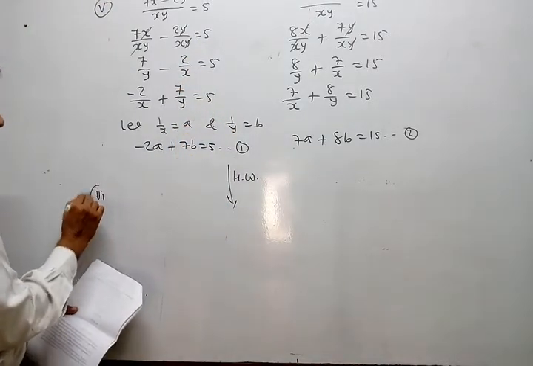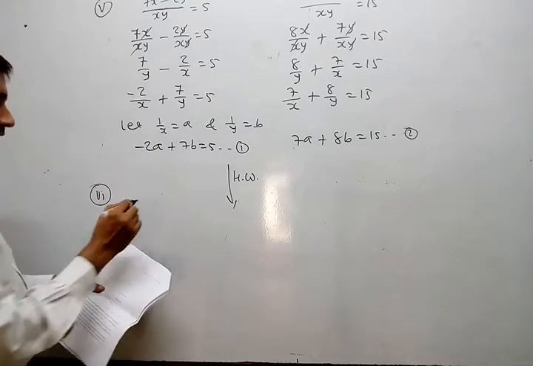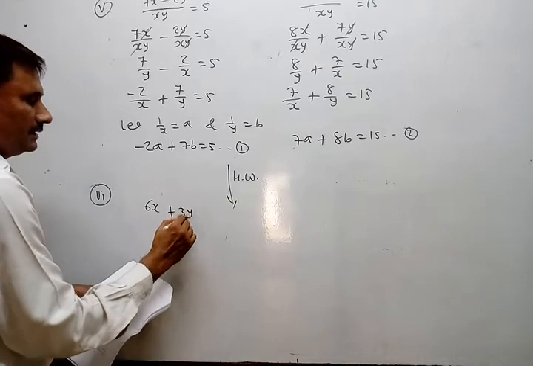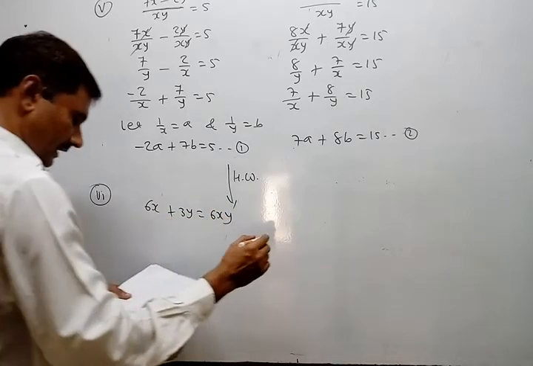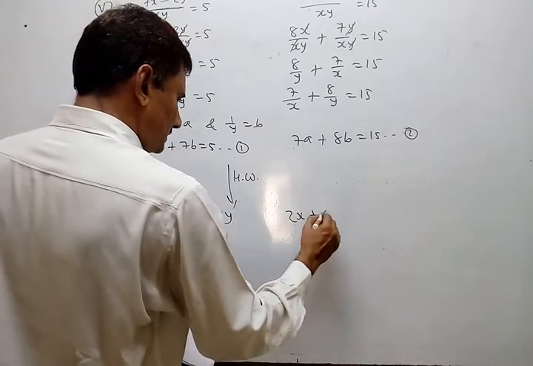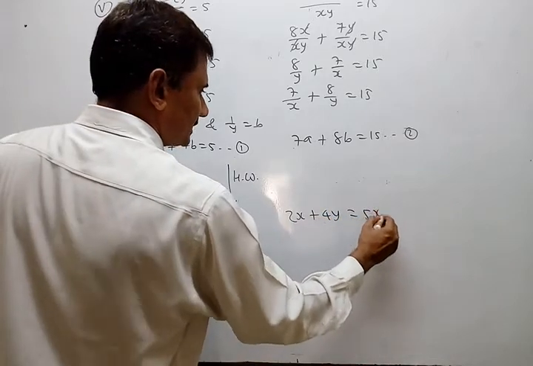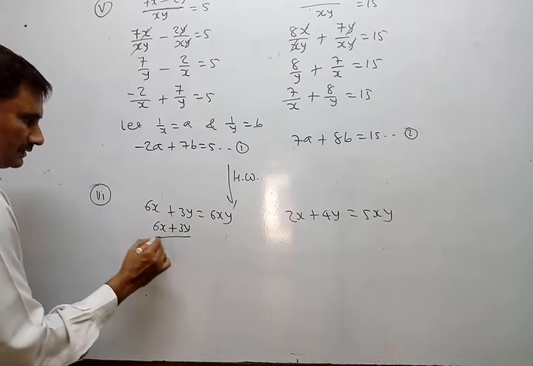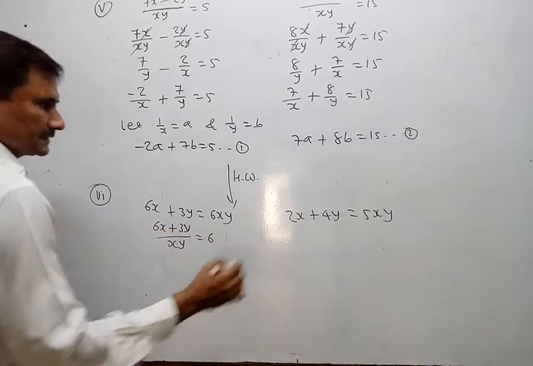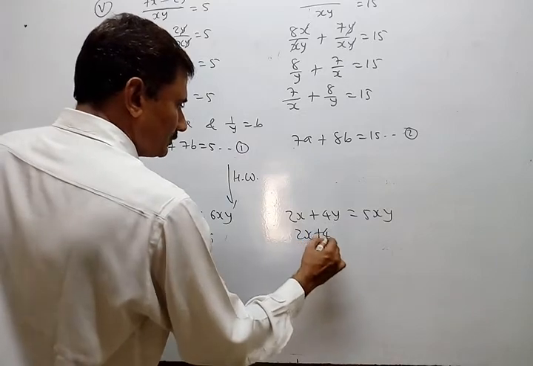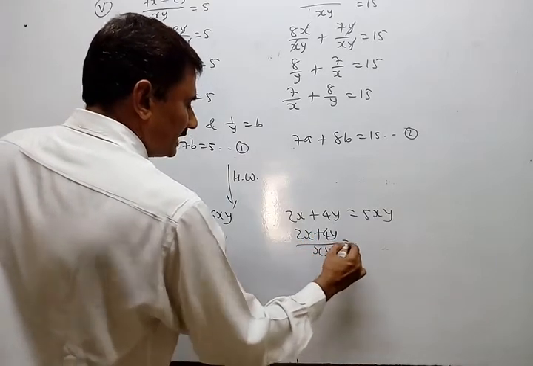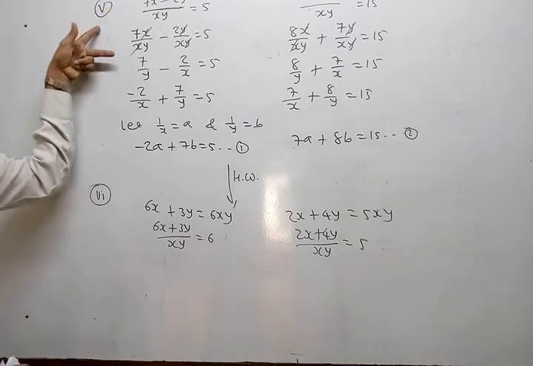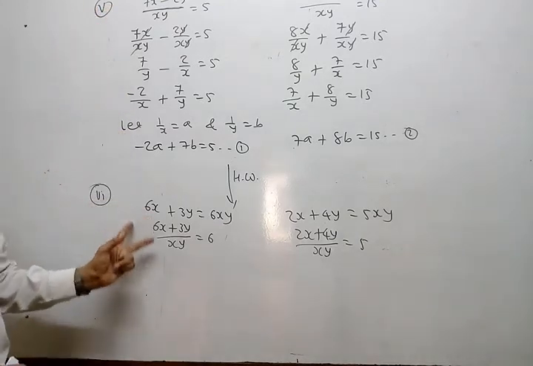Now look at question number 6. There also: 6x plus 3y equal to 6xy and 2x plus 4y equal to 5xy. Just shift xy here: 6x plus 3y upon xy equal to 6, and 2x plus 4y upon xy. I just shifted xy here. So now it becomes just like number 5. If you solve number 5, then 6 becomes just like that.